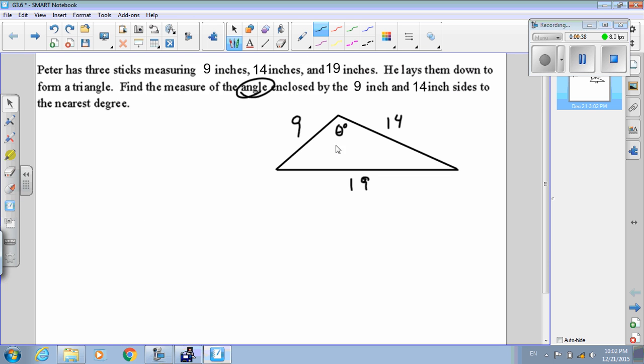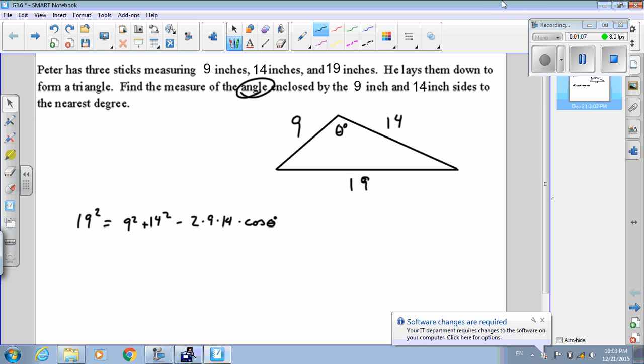Be careful when setting up. You want to make sure that when you're finding an angle, the opposite side is going to be on the left side of your equality here, by itself, isolated. So 19 squared is equal to the sum of the two other sides squared minus double the product of the two other sides multiplied by cosine the unknown.